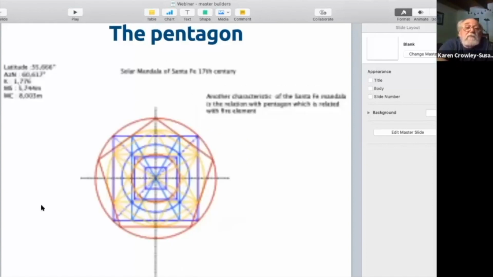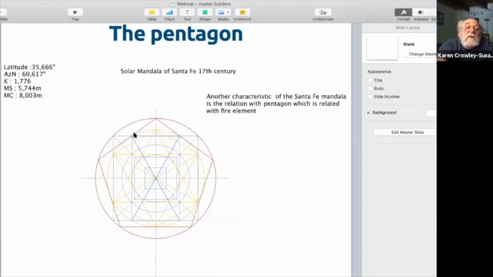Another characteristic of Santa Fe is that you can see this is the circle of Earth, the element Earth, and in the tradition it's called the finis terra. That means this is the limit of the mandala, and the limit of the harmonized place. Outside this limit, the world is chaos. Inside this limit, the world is harmonious. Okay?